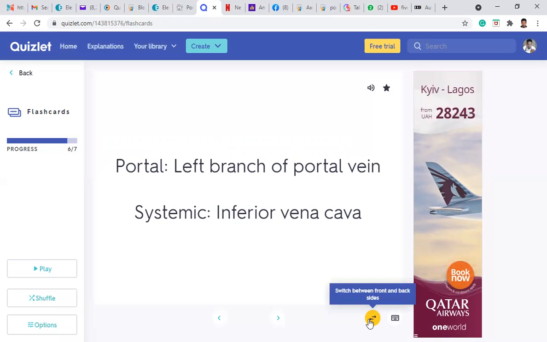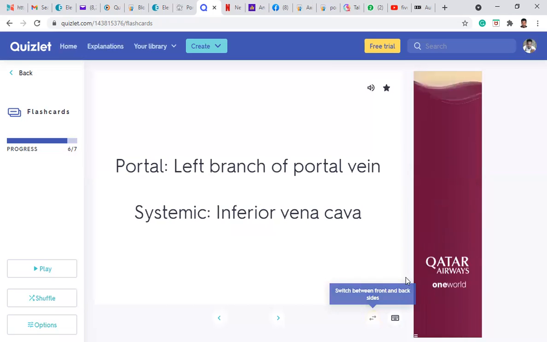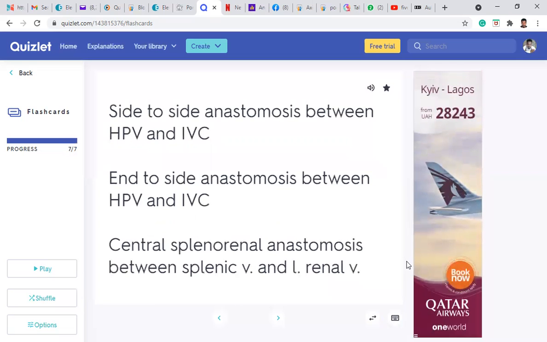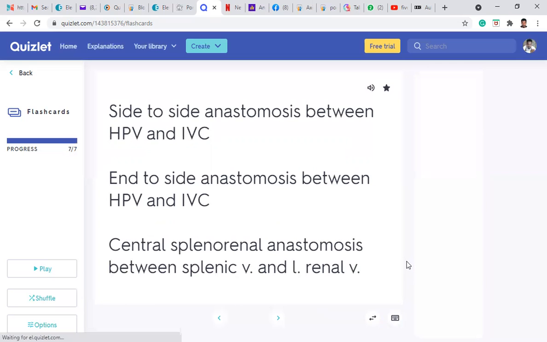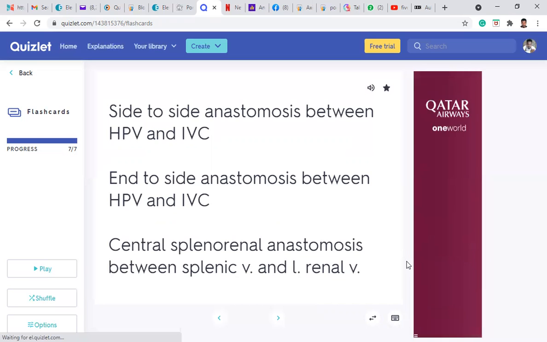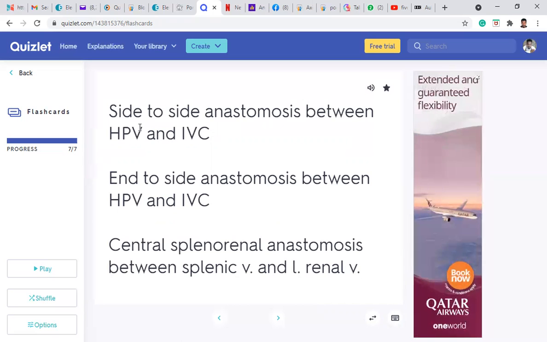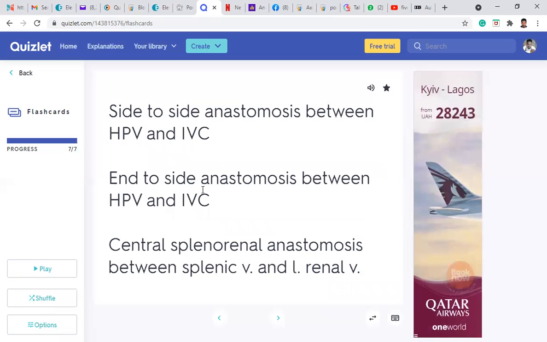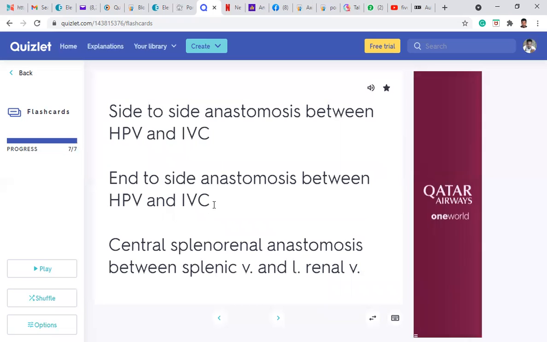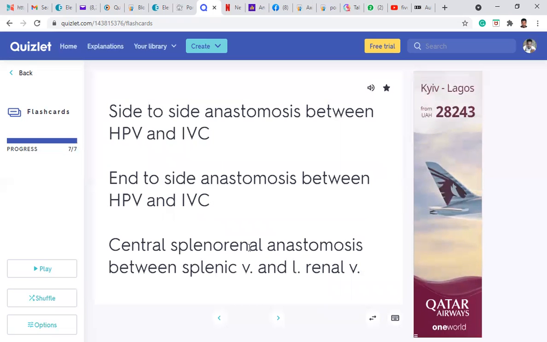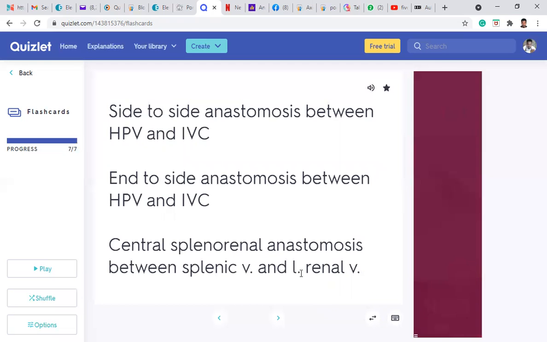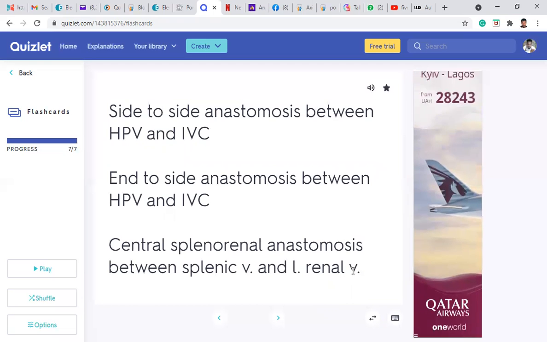And then what is the treatment of portal hypertension? So the treatment is surgical treatment, and it involves side-to-side anastomosis between the hepatic portal vein and the inferior vena cava, then end-to-side anastomosis between the hepatic portal vein and the inferior vena cava, and then you have central splenorenal anastomosis between the splenic vein and the left renal vein.